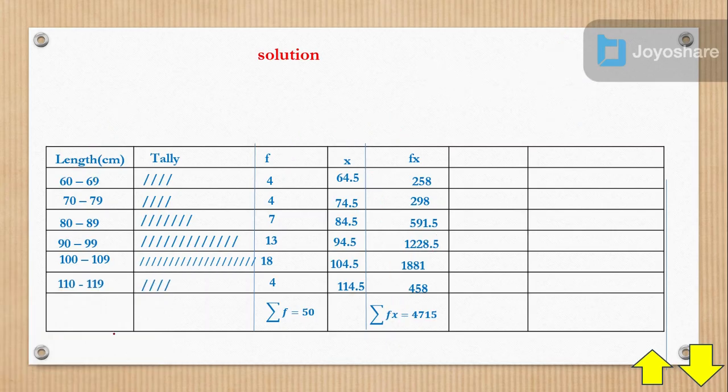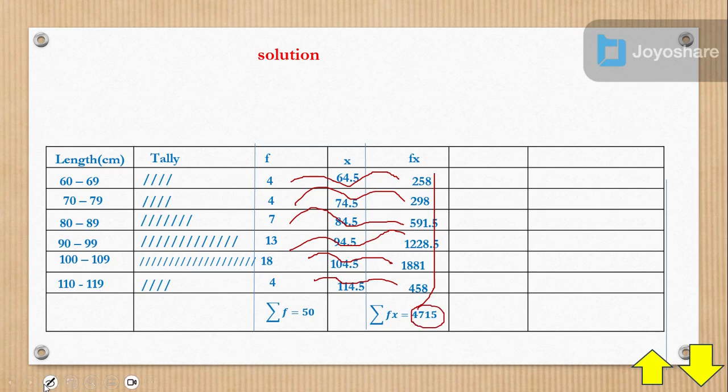Okay, great. So now this means that when you multiply 4 times 64.5, you get that. Multiply 4 times 74.5, you get that. 7 times 84.5, you get that. 13 times 94.5, you get that. This times that, you get that. This times that, you get that. Then later, when you sum up everything here, the answer you get is this.